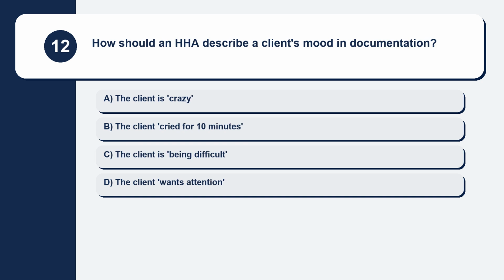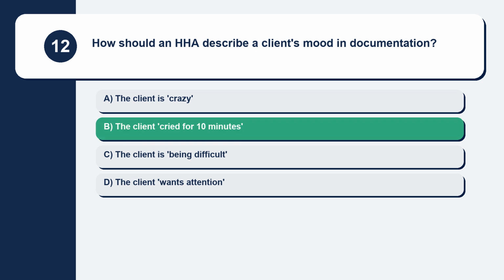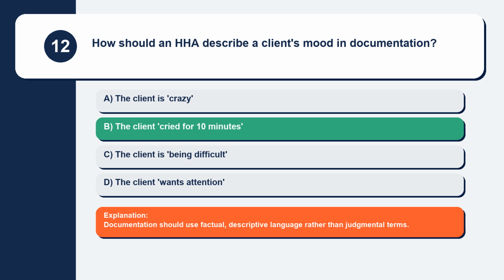Question 12. How should an HHA describe a client's mood in documentation? The client is crazy. The client cried for 10 minutes. The client is being difficult. The client wants attention. Documentation should use factual, descriptive language rather than judgmental terms.